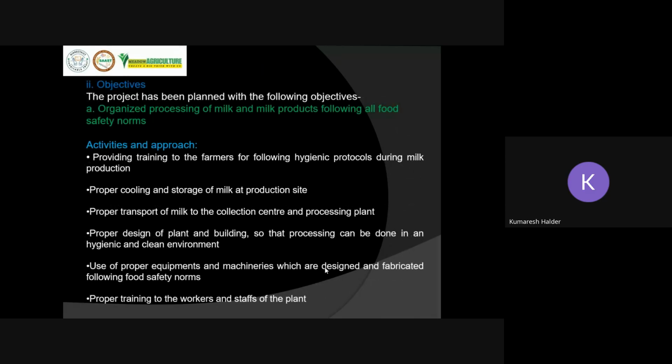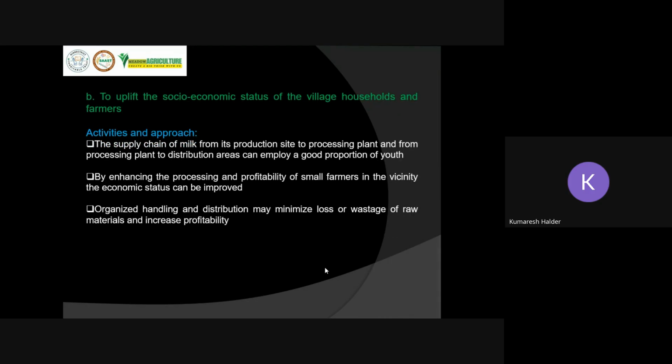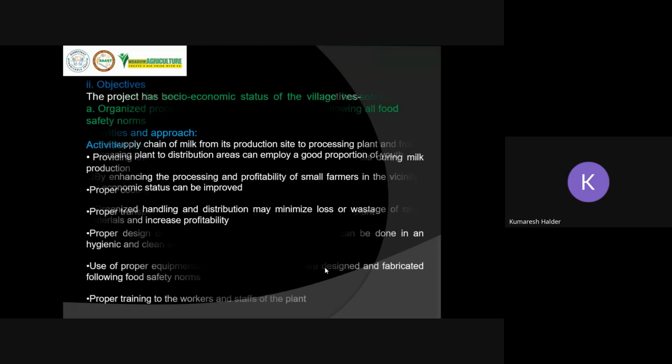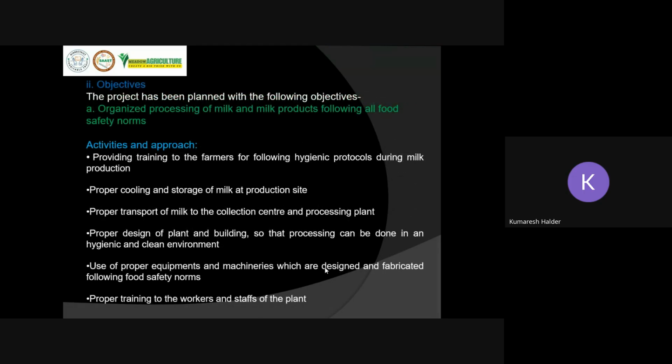Then we need to write objectives, specifically objectives, right? In normal research projects, we write some background, justification, objectives. Here also we need to write objectives. According to the case, we have put two objectives. The first objective is we want to do organized processing of milk and milk products following all food safety norms. And the second objective is we want to uplift the socioeconomic status of the village households and farmers. That is a very important aspect from a social point of view.